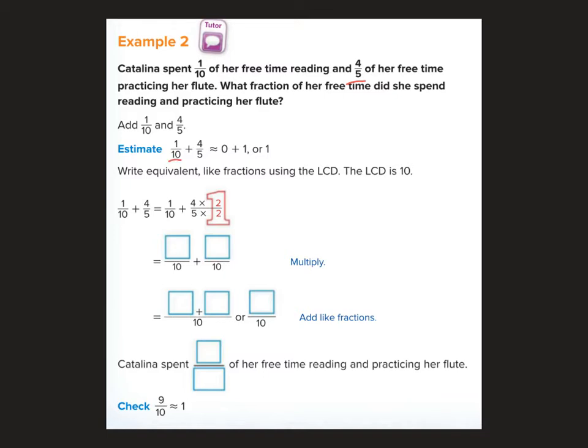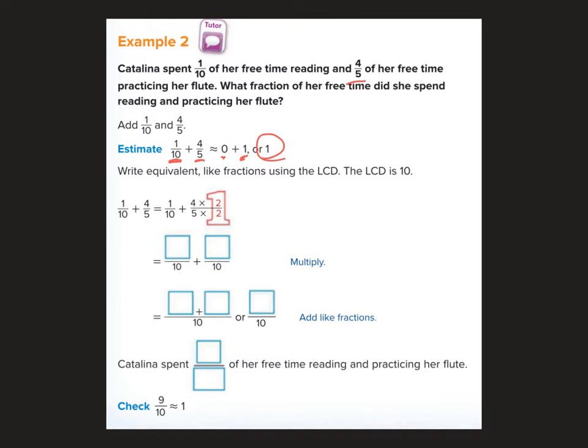So I have 1/10 plus 4/5. 1/10 is about 0, right? Because that's really low, 1 out of 10. If I cut a pizza into 10 equal pieces and I only ate 1, I didn't eat anywhere near half that pizza. And 4/5 is about 1, so my answer should be about 1. That's using the rounding we talked about in the first lesson to make sure we're getting close to the right answer.